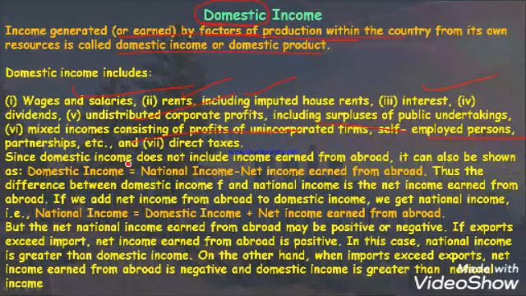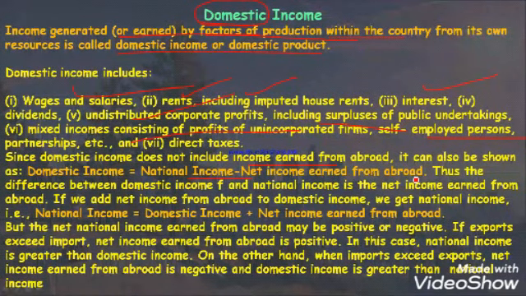Since domestic income doesn't include income earned from abroad, what did I say? Domestic means household, and household means inside the country. So it is obvious that it will not include income from abroad, meaning whatever we earn from foreign countries by exporting. So domestic income is equal to national income minus net income earned from abroad.